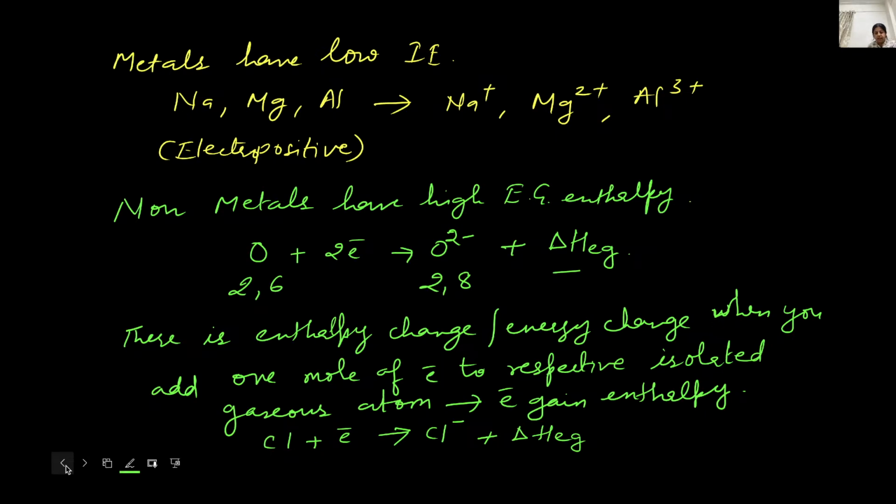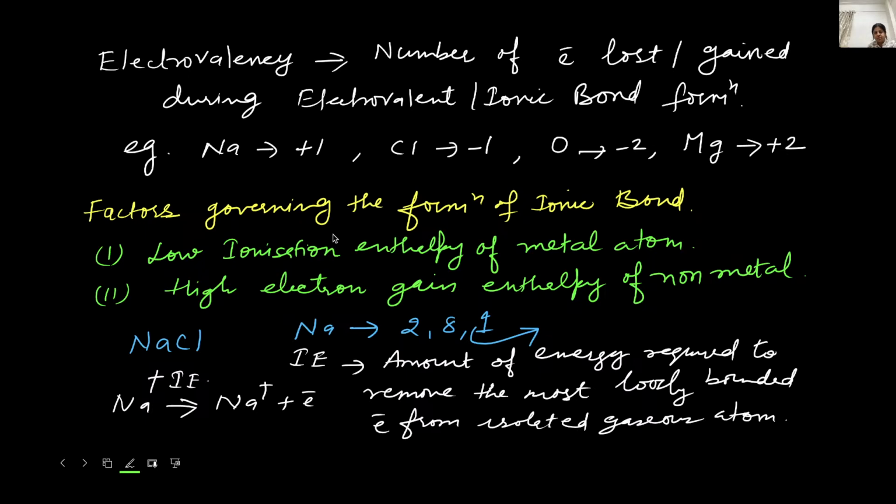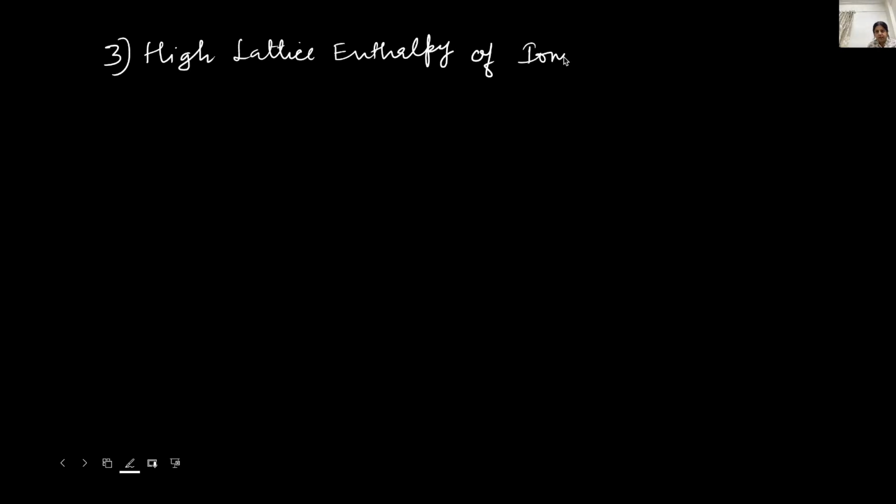Now the third factor. Here we have studied two factors which govern the formation of an ionic bond. There is a third factor also, students, which affects the formation of an ionic bond. What is the third factor? The third factor that affects the formation of an ionic bond is high lattice enthalpy. High lattice enthalpy of ionic bond.